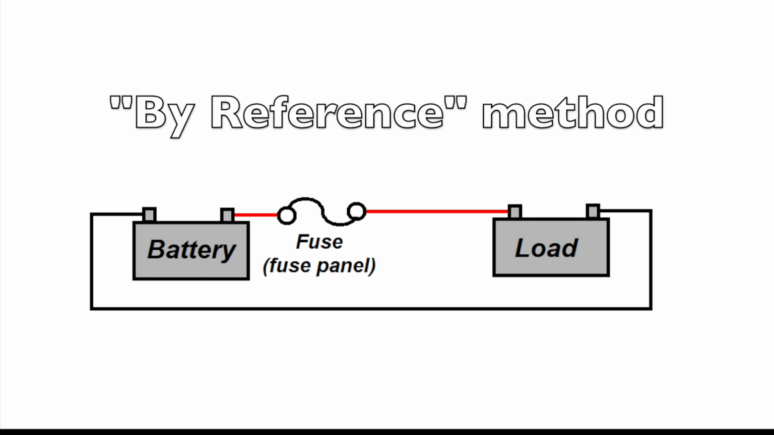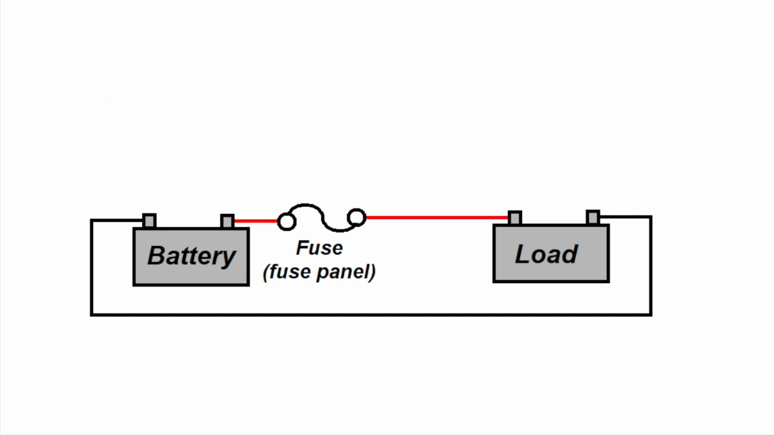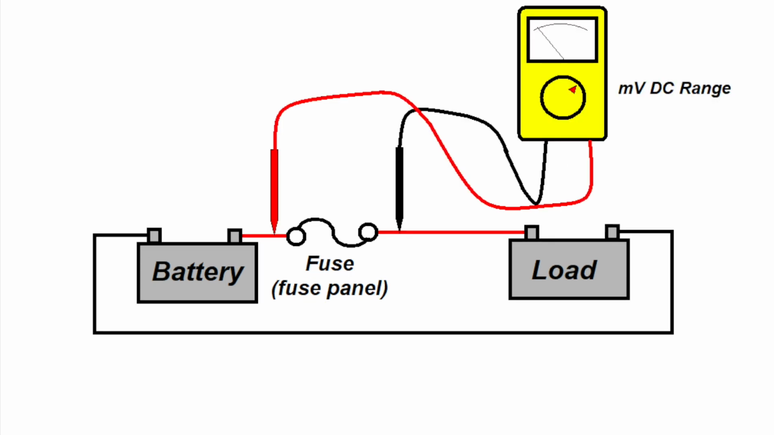In electrical circuits, components are generally wired in series, including the battery, fuse, wiring, and load. Therefore, there will be a small voltage drop across the fuse, which is proportional to the current flowing through the fuse. The theory is that by measuring the voltage across the fuse, we can somewhat determine the current passing through the fuse.